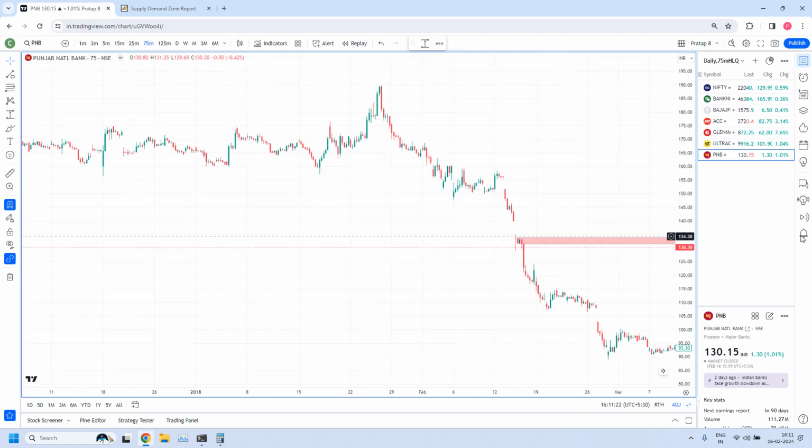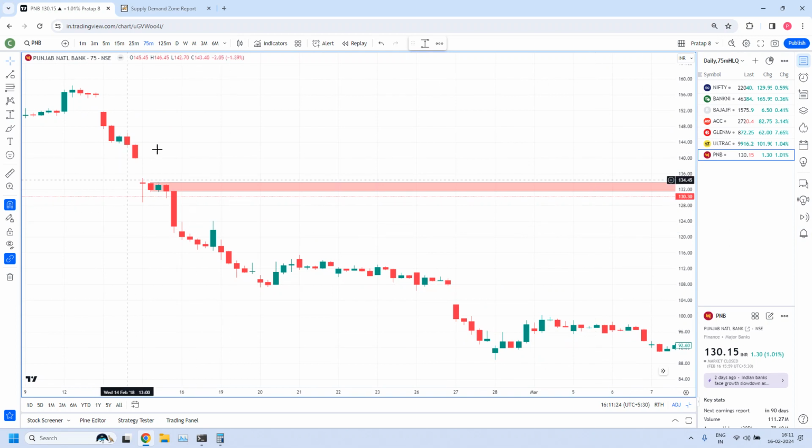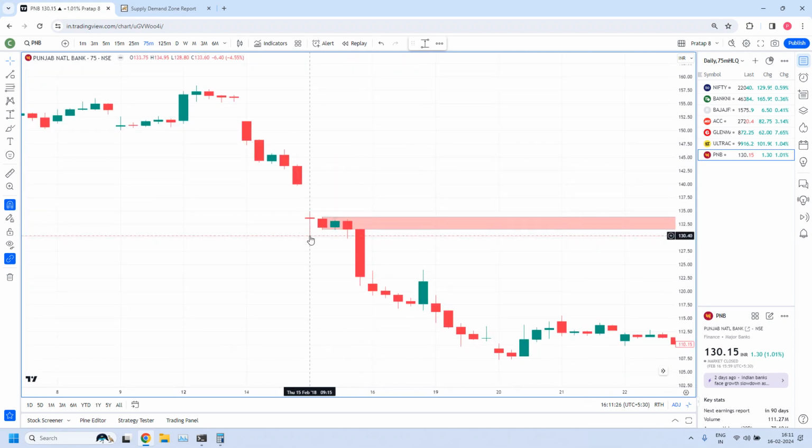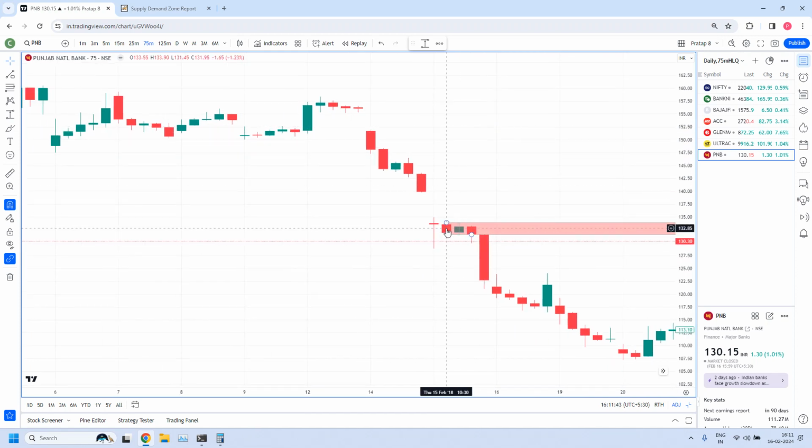So let me expand. Here we have a drop, 3 base candles and a drop. This is a drop candle with a hidden body. It is a drop candle, 3 base candles and a drop candle. This is a 75-minute zone. When was this zone created? In February 2018.